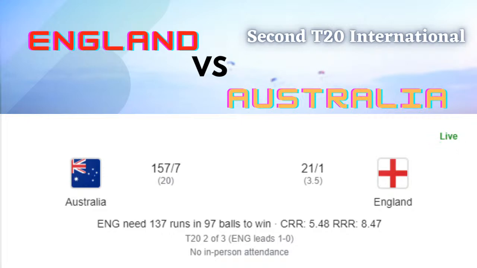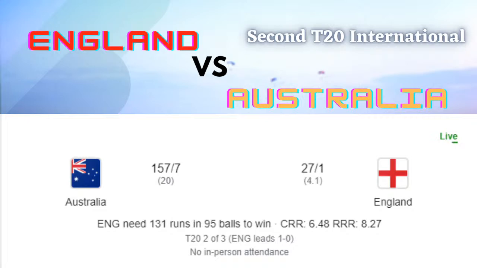Mitchell Starc continues into his third over. Starc to Dawid Malan. Dawid Malan is in very good form. He's scoring runs. First ball, dot delivery, played straight to point fielder. Second ball, good bowling from Starc, dot ball again.